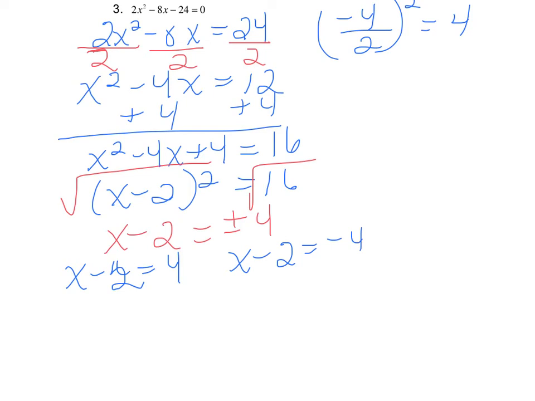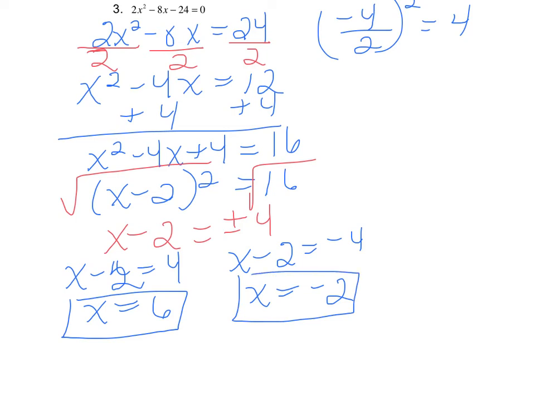On the left, I'm going to add 2 to both sides and get x is 6. On the right, I'm going to add 2 to both sides and get x is -2. I'm going to check my answers to see if they work, and in this case, I know they work. So I'm going to say that my values of x, or my roots, are 6 and -2.